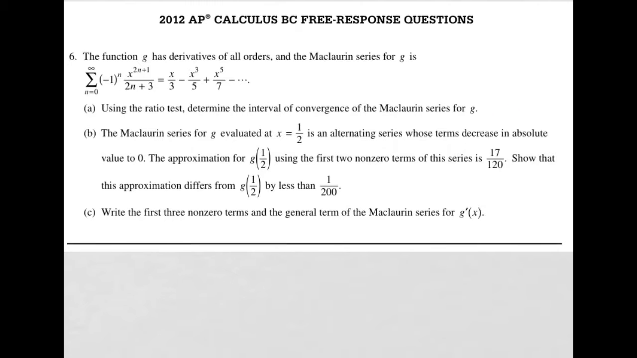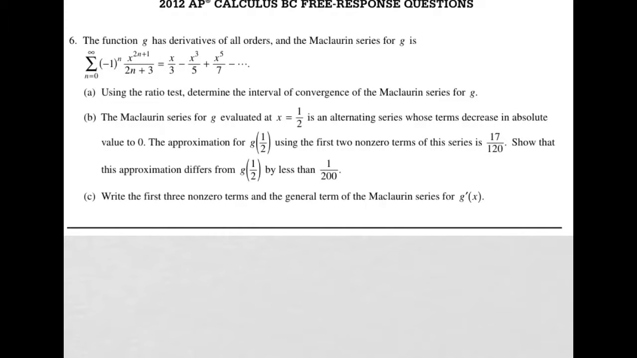So let's get the first three terms, I think. The approximation for G of 1/2 using the first two non-zero terms of the series is 17 over 120. Show that this approximation differs from the actual value by less than this much. So we have to find the third term and show that it's less than that, because the error is at most the term that you leave off. That's the thing to remember. And I feel like if you say it in words, it's super easy to remember.